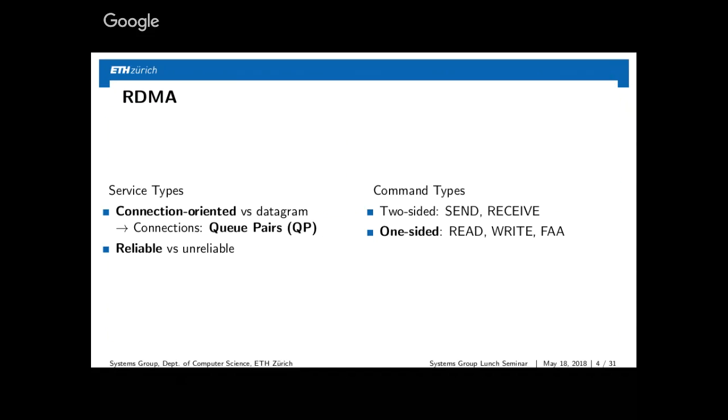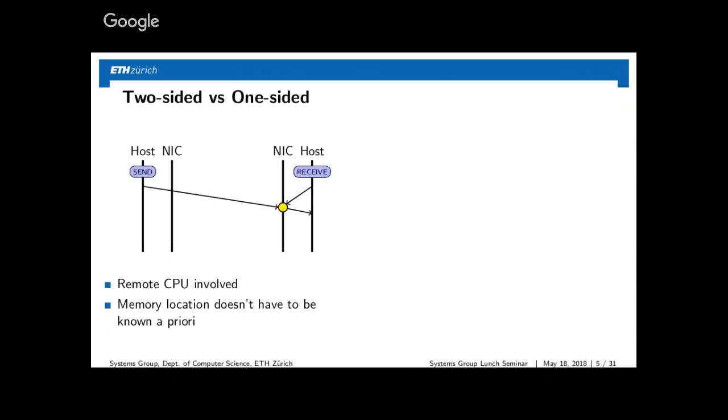Then there are also different command types. There are 2-sided commands, which are send and receive, and there are 1-sided commands, which are read, write, and an atomic operation, fetch and add. The difference between them is essentially that in the 2-sided case, which we have here, the local node, for instance, would issue a send command. Then the local NIC will execute this. But then on the receiving side, the CPU also has to issue a receive command.